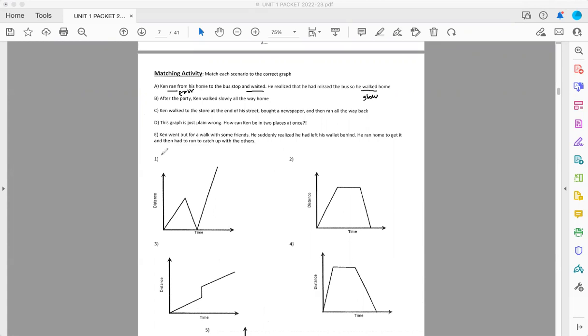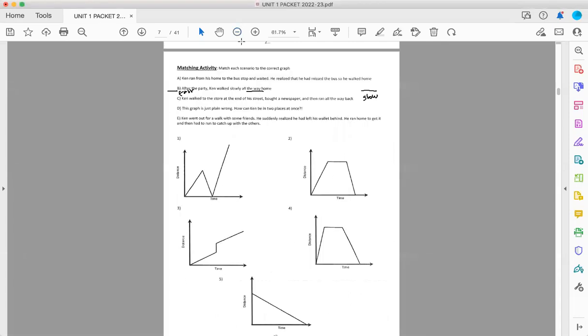So looking at the options, and let me maybe make the page a little bit smaller so you can see all options.